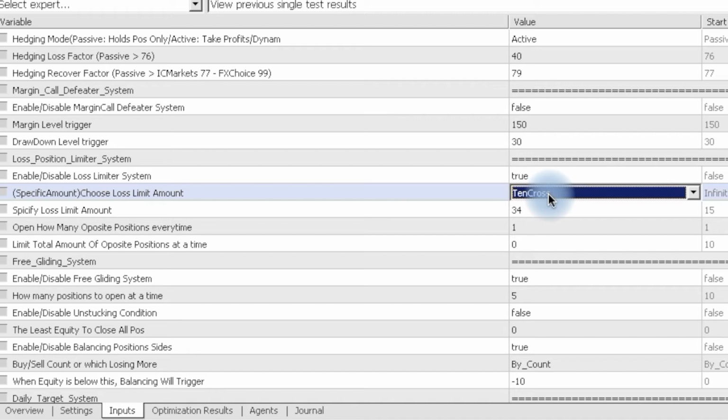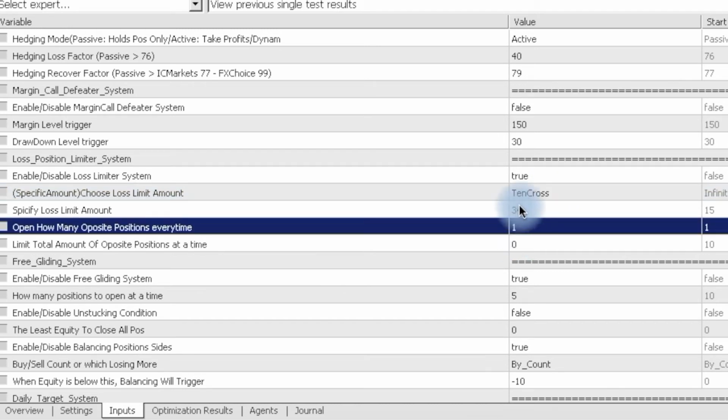It will only close the position if it crosses the next 10 down, because I'm opening buy and my position is losing, so next 10 down. So if it goes below 1,820, so we'll go 1,819, then it will close the position. And of course, it will open another position if I have this at 20.